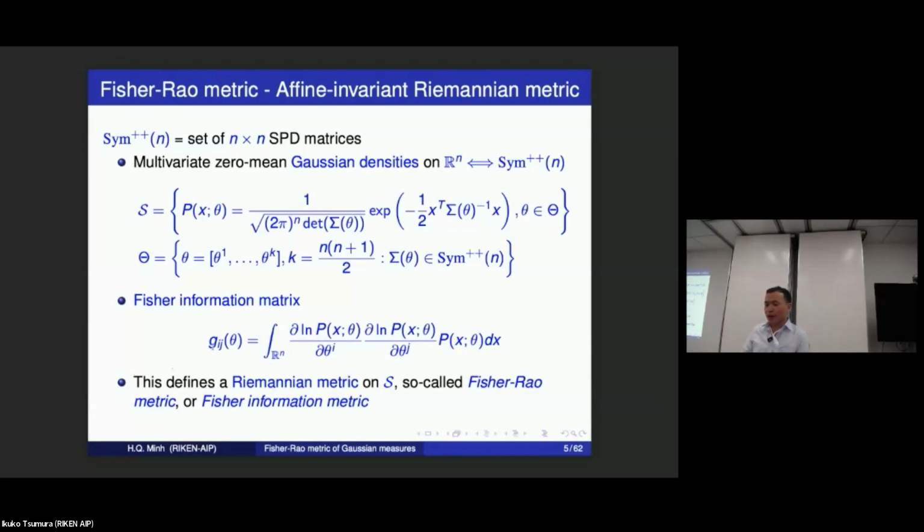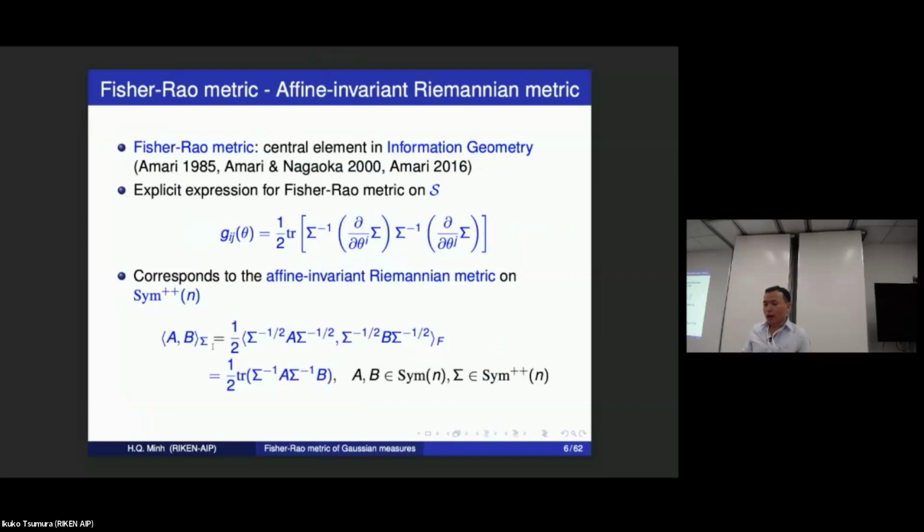And if this matrix is positive definite, then we define a Riemannian metric on the set S. For the case of a set of Gaussian densities, it is positive definite, and it defines a Riemannian metric on S. It's called the Fisher-Rao metric or the Fisher information metric in the literature. This is a very old concept in statistics, and it's a central element in information geometry.